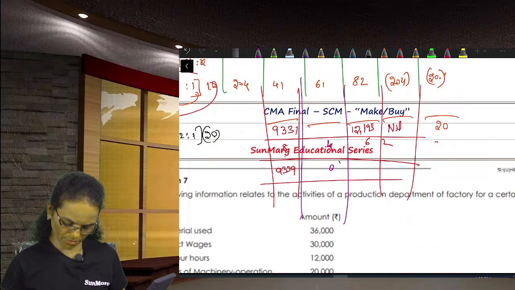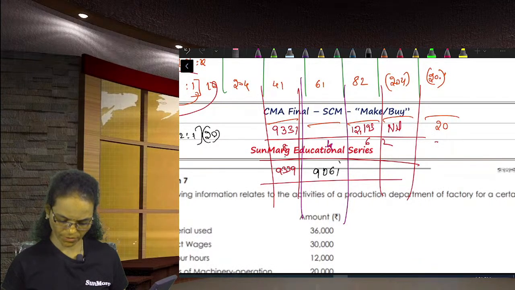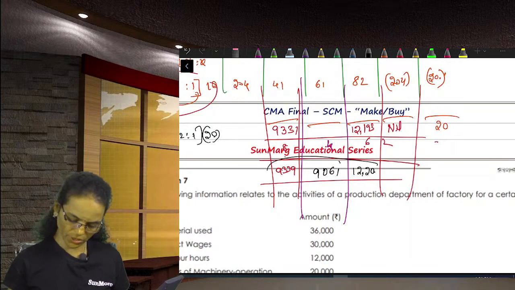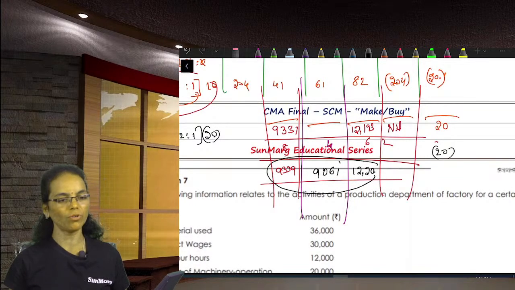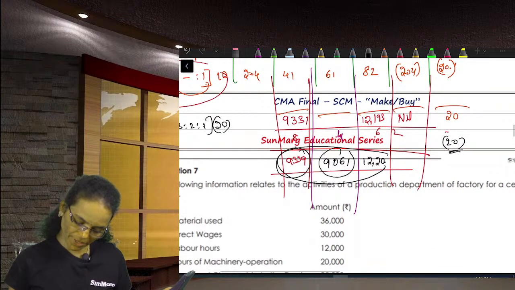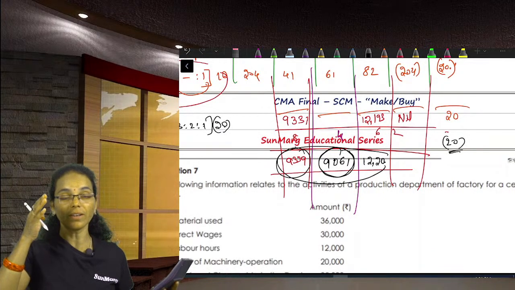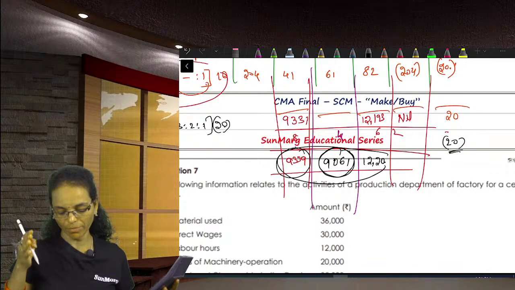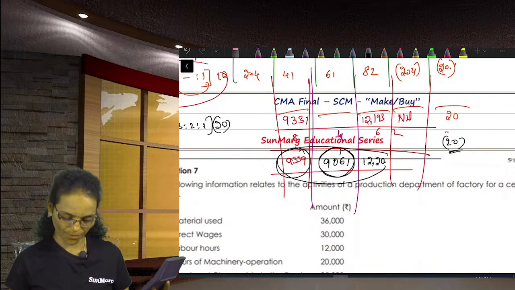Okay, we got some amount here, 9061. And the next one is 12,220. So this is the total amount. Here we got a negligible amount, so you leave it. So this is the expenditure incurred in the respective departments towards the overheads.